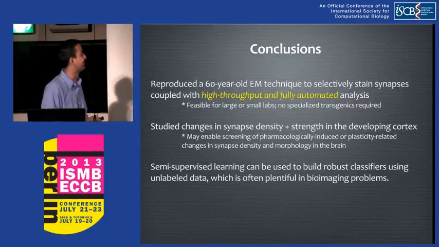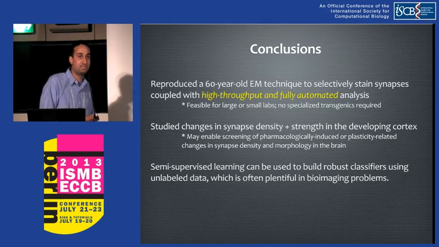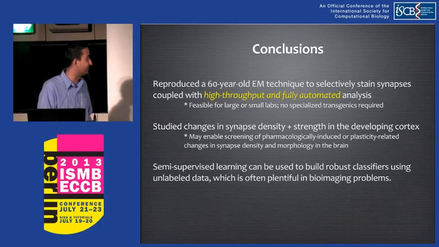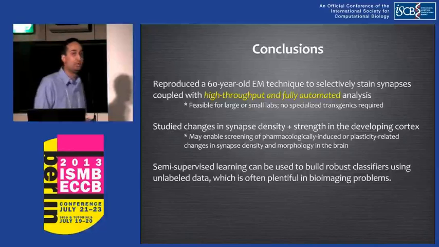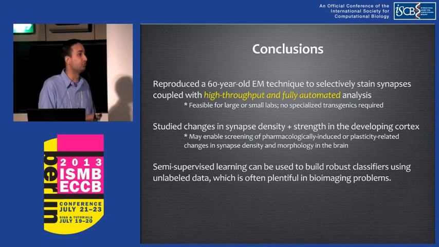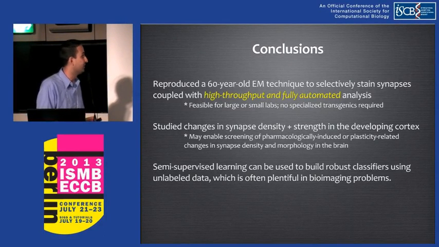Okay, so just to conclude, we reproduced this 60-year-old EM technique to selectively stain synapses, and we coupled this with high throughput and fully automated analysis. The advantage here is that we don't need any specialized transgenic animals. You don't need a very cumbersome experimental technique. It's very feasible for large or small labs. All you need is a basic EM facility. We used this technique to study changes in synapse density and strength in the developing cortex, and we believe it might be able to be used to look at drug-related changes or other plasticity-related changes in the developing brain.